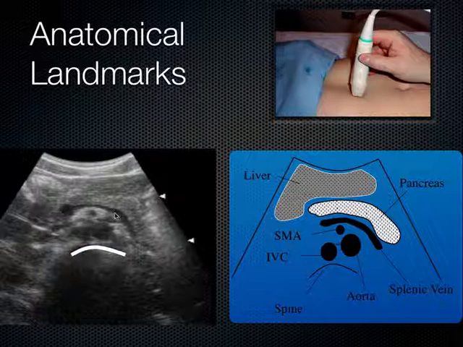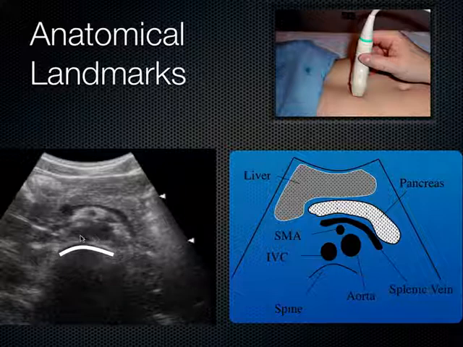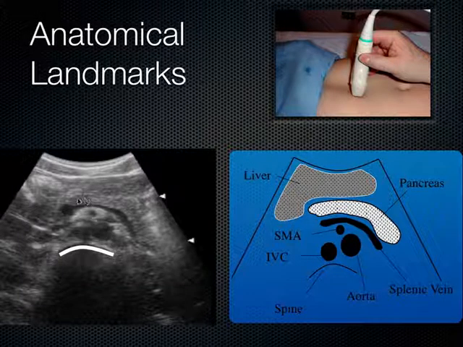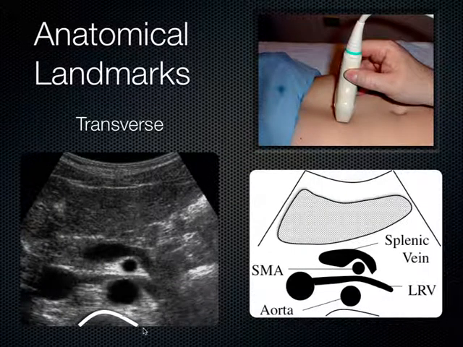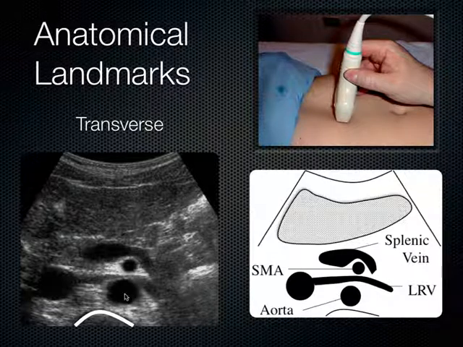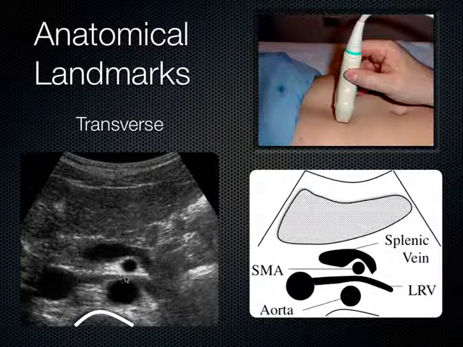Another review of the transverse anatomy indicates the patient's right, and we see the spine shadow, aorta, IVC, SMA. Here's that worm of splenic vein crawling over SMA. This is the pancreas with its body and tail down here, liver. One more time. What's that? Spine shadow. What's this? Aorta. What's this? IVC.